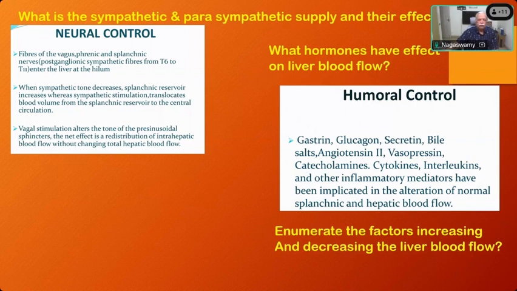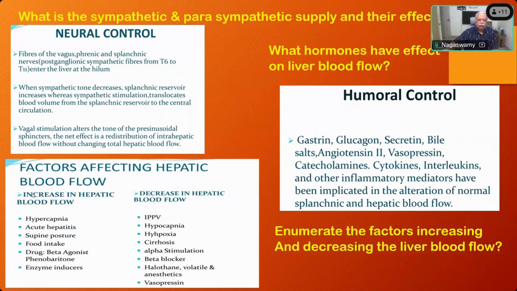So the factors that increase are hypercapnia, acute hepatitis, supine posture, food intake, as we saw. In the starving state, blood flow decreases. And drugs, beta agonists, phenobarbital, and enzyme inducers, all these things increase the blood flow.